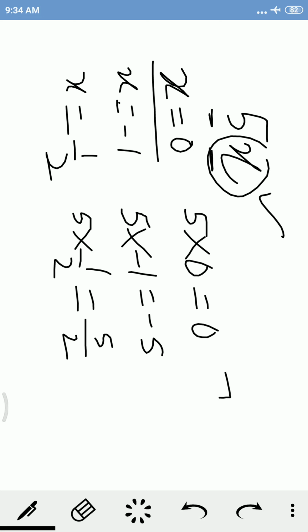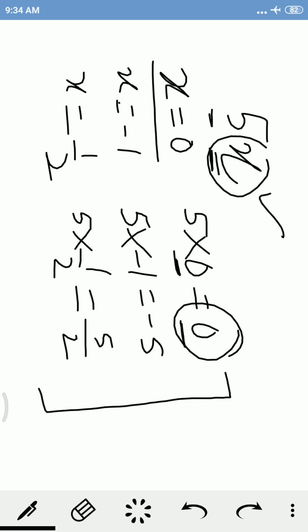In these cases you can see that when we put 0, then the final answer is 0. So here 0 is the zero of this polynomial. Now let me explain it with one more example.